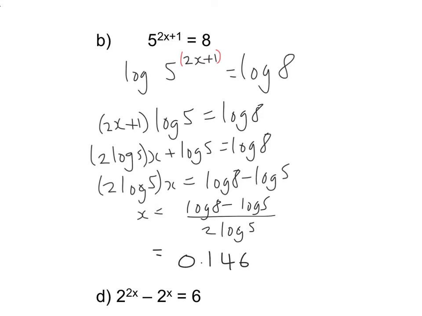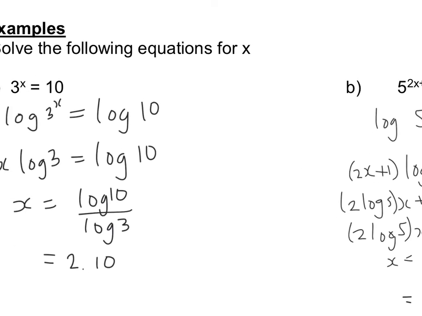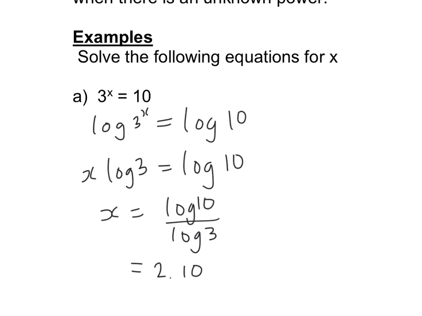Again, think of the size of your answers. If you put that in to here, 5 to the power of what gives 8? You're not looking for a number larger than 2. 5 to the power of 1 is 5, 5 to the power of 2 is 25, so a number slightly bigger than 1. So this number here being really small makes sense because you're adding it on to 1. Same in the last example, I didn't say, but remember I said 3 squared is 9, so you're looking for a number slightly bigger than 2 to give 10, and 2.1 makes sense.